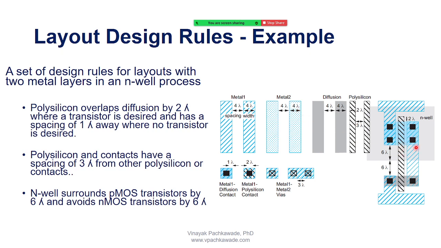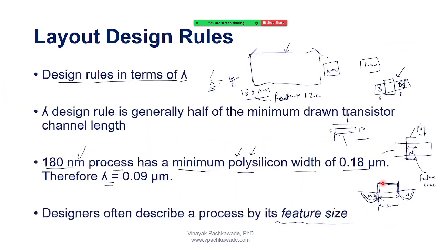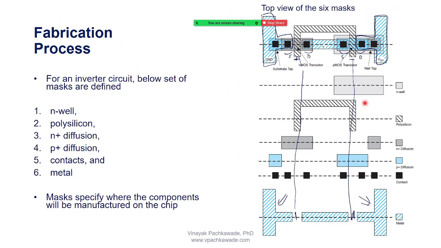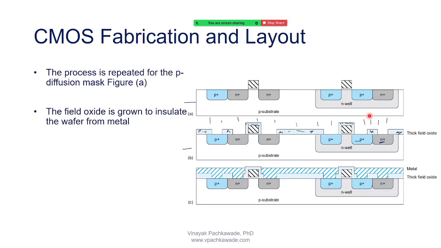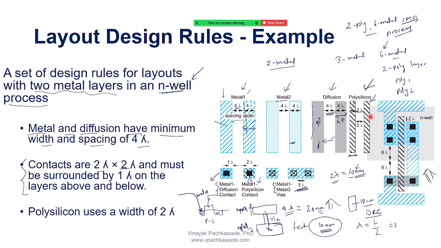I have just flipped this. If you see this view over here, this is horizontal. I just rotated it by 90 degrees. So what I see here is the layout rotated by 90 degrees. So poly is running over the diffusion areas.